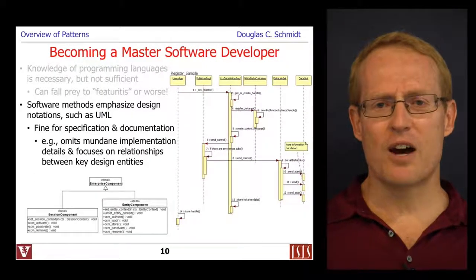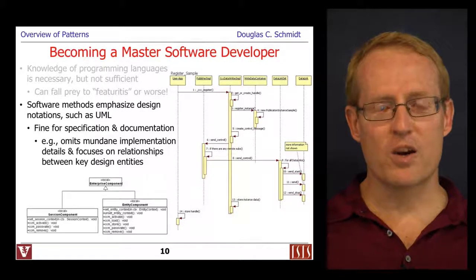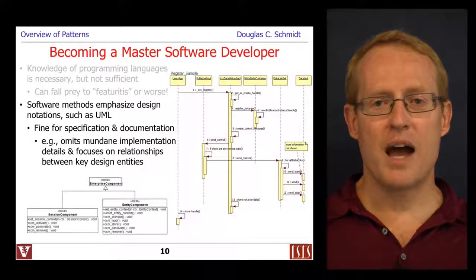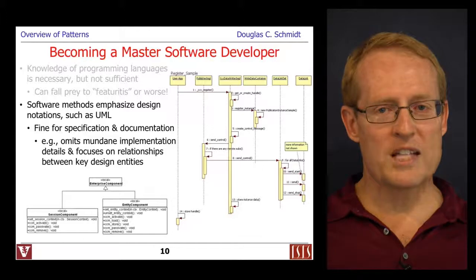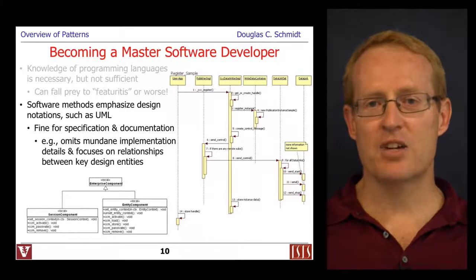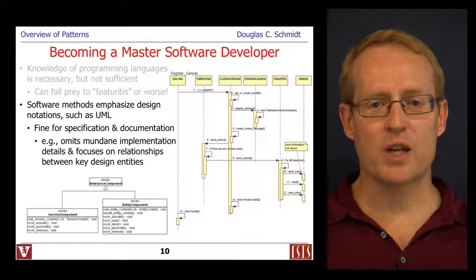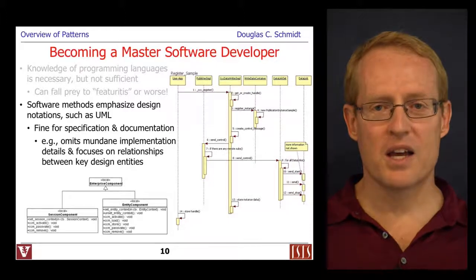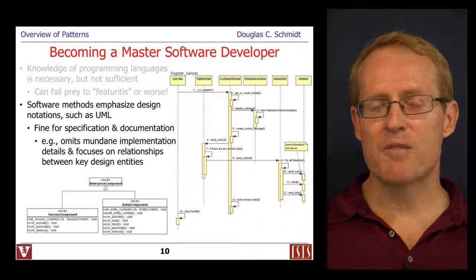Another way to look at mastery of software is to take a look at the kinds of things you might learn in a software engineering course. If you take a look at software engineering courses, you might get the impression that the key to mastery of software lies in understanding design notations, things like the unified modeling language, structure charts, interaction diagrams, sequence diagrams, and so on. These ways of representing software are very effective for specification and documentation because they omit mundane implementation details and focus on the relationships between key design entities in the software. So it becomes easier to understand things because you're abstracting away from the details to see what's actually underlying the software architecture and structure.